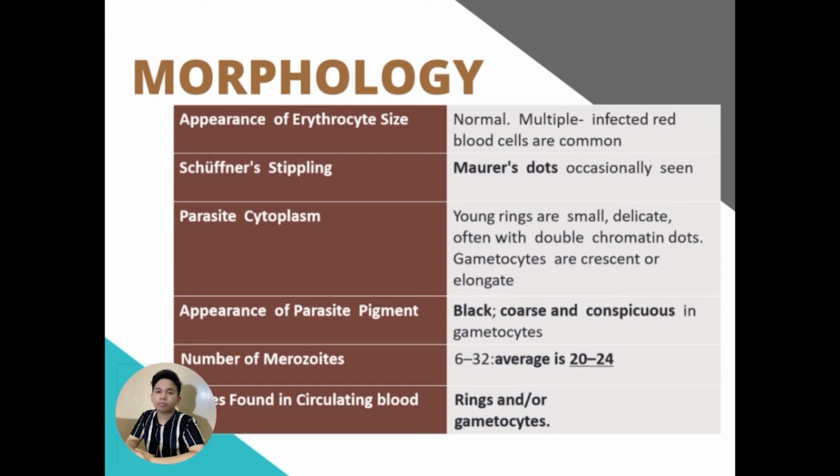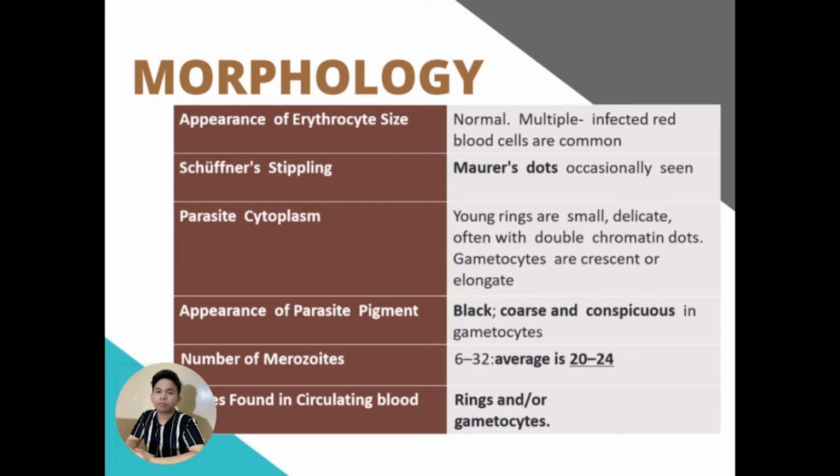For the morphology and cytoplasmic inclusions of RBCs infected with Plasmodium falciparum, the infected RBCs appear to be normal in size and no significant distortions can be seen. Falciparum can, however, infect multiple red blood cells, which is common for the parasite. For the Schuffner's stippling, the cytoplasm of red blood cells infected with P. falciparum may contain Maurer's dots, which are the unique marker of Plasmodium falciparum.